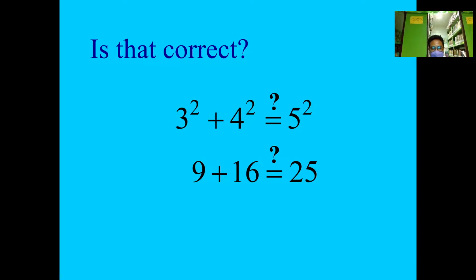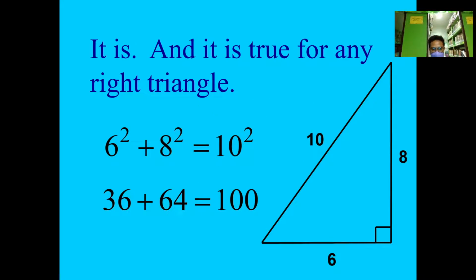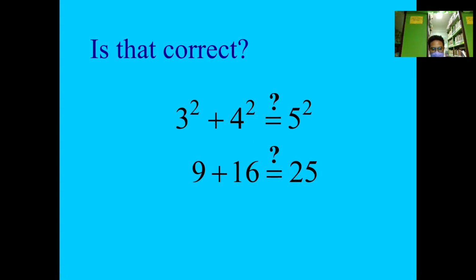Now, is that correct? 3 squared is equal to 9. Plus 4 squared is 16. Is equal to 5 squared is 25. 9 plus 16 is equal to 25. Meaning to say, malalaman natin kung gamit yung Pythagorean theorem, dapat daw mag-equal si left hand side at si right hand side.